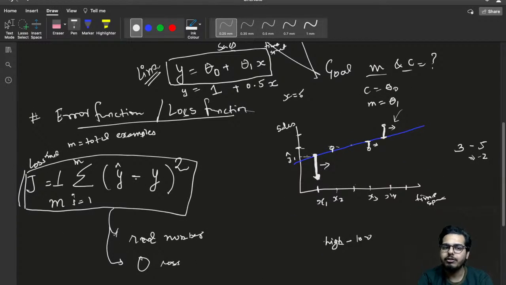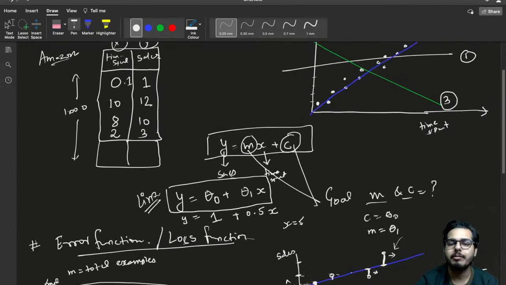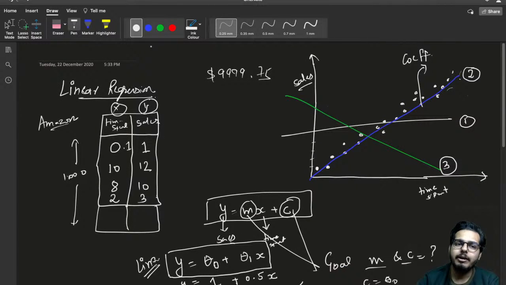So we have used this loss function with y of i and y hat of i. This is known as mean squared error, MSE. This is the loss function that we have for linear regression. Now the ultimate goal of linear regression, or the machine learning algorithm, is to find theta naught and theta 1.